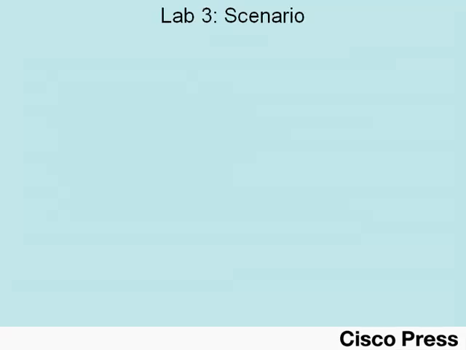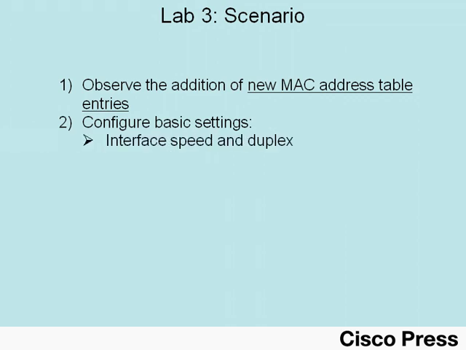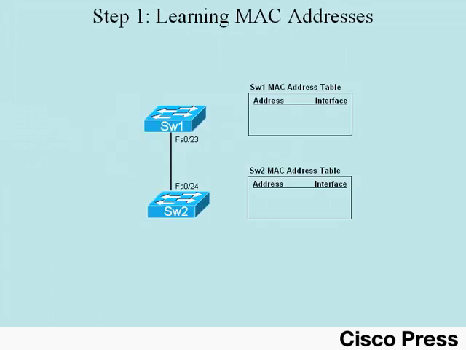This lab uses two main scenario steps. In the first step, we'll review the learning, forwarding, and filtering process, and then from the CLI, see the process by which a switch adds entries to its MAC address table. Then in the second part of the scenario, we'll see how from the CLI you can configure things like the speed and duplex on an interface, the IP address of the switch, and its default gateway. So let's begin with step 1.